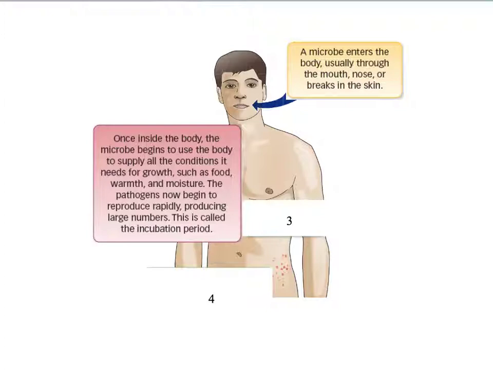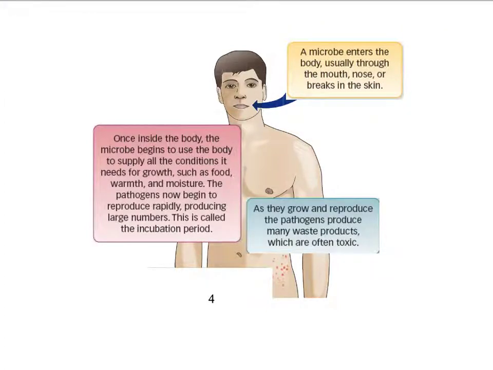Now, we've discussed before that reproduction in bacteria or fungi can happen very, very quickly. They produce very large numbers. Bacteria will divide by binary fission, which we get exponential growth from. Now, this time when the numbers are increasing rapidly, we call this the incubation period. So at this point, you wouldn't actually feel ill.